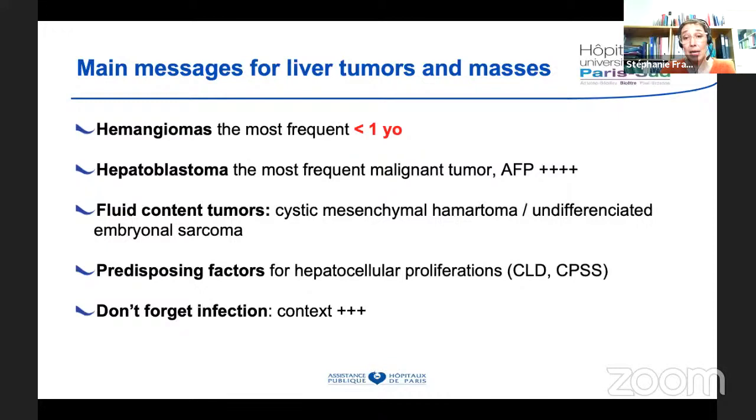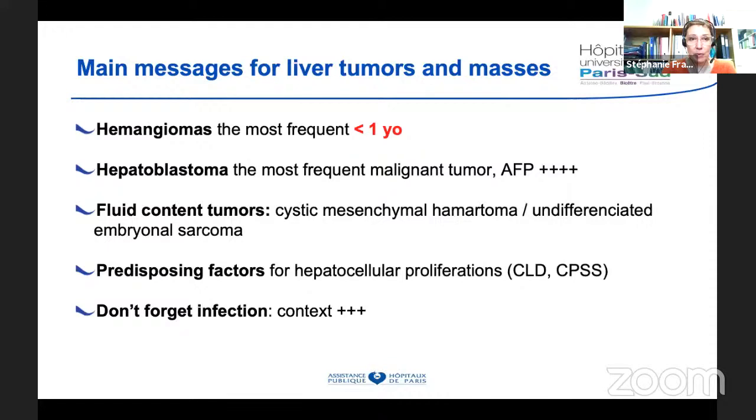When you have fluid content, think cystic mesenchymal hamartoma or undifferentiated embryonal sarcoma. You have to check for predisposing factors for hepatocellular proliferation, mostly chronic liver disease and congenital portosystemic shunt, and don't forget, of course, infection, and the context will help you.